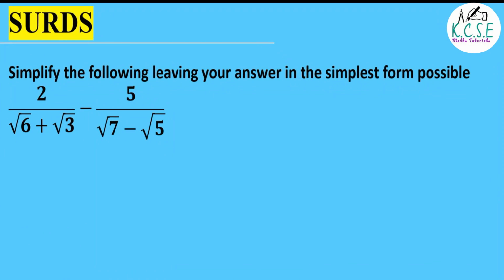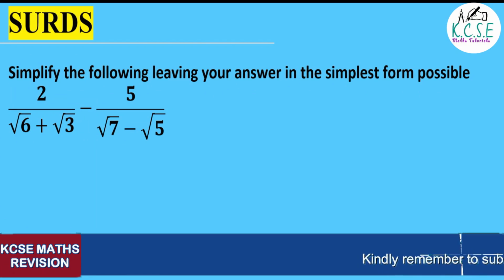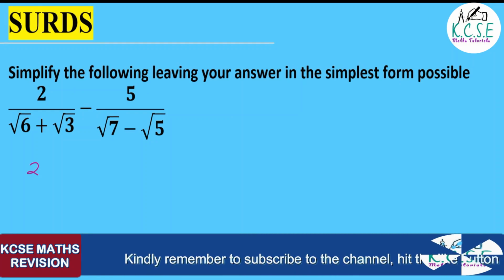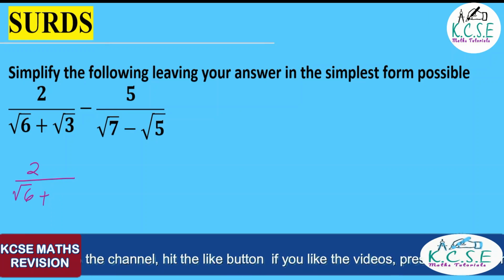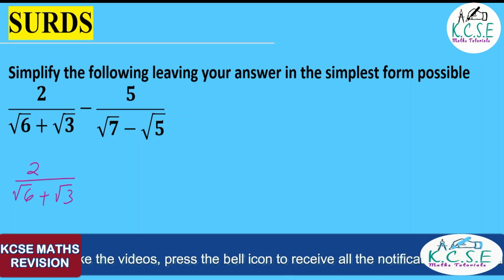Simplify the following, leaving your answer in the simplest form possible. So we can work out these two fractions separately. We can start by taking 2 divided by root 6 plus root 3. We rationalize this, get the solution, then we go to the other fraction. So let's begin with this.